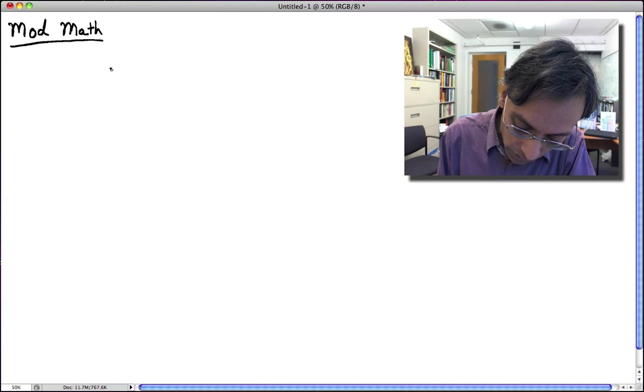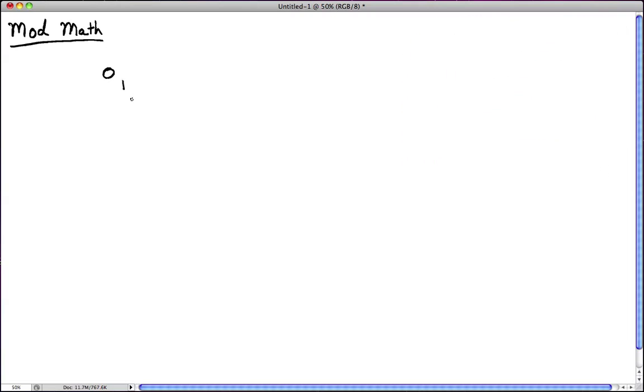So we can go 0, 1, 2, 3, 4, 5, 6, 7, 8, 9. So here we have the numbers 1 through 10 arranged in a circle. And when I say we want to do math in a circle, it means we want to think of addition around the circle. So we'll say 0 plus 2 is moving 2 steps away from 0. So that's going from 0, 1, 2 is just 2.